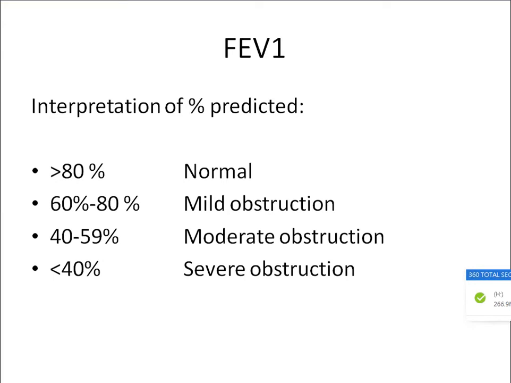How will you interpret FEV1? Forced expiratory volume, we have to interpret as percentage predicted. Normally it is greater than 80% predicted. 60 to 80% is mild obstruction. 40 to 59% is moderate obstruction. Less than 40% is severe obstruction.